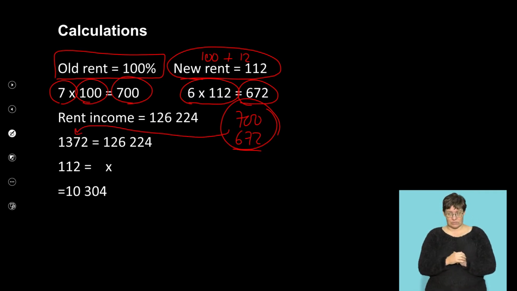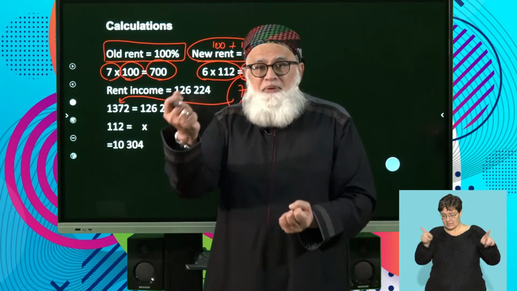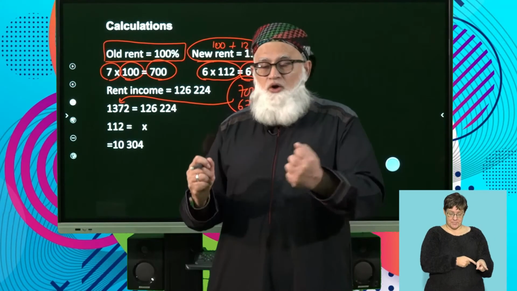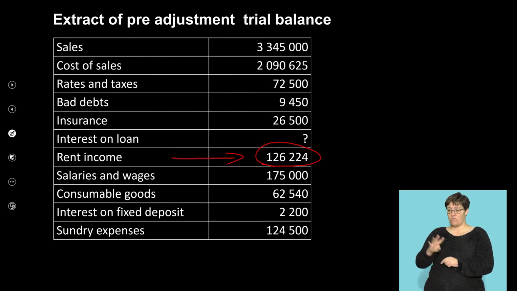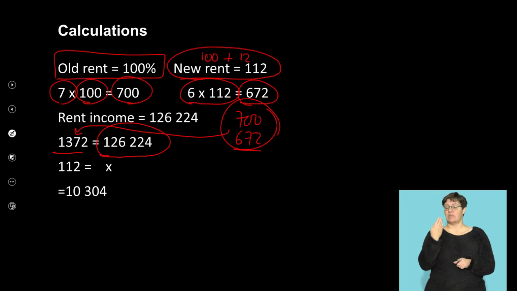Now you know where the 1372 comes from. It's the total in terms of the old plus the new. Got it? Okay, now what do I do? I now draw up my equation. What's my equation? 1372 is equal to 126,224. From where? From the rent income figure given to me in my pre-adjustment trial balance.